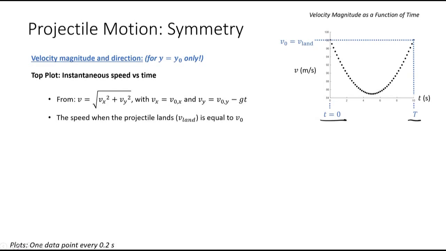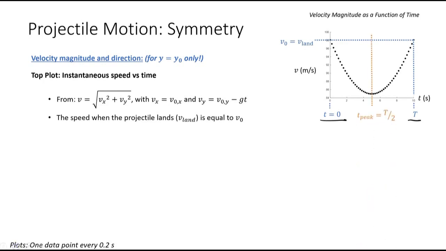So then if you want to identify the speed of the projectile at those two particular moments in time, you would just want to trace a vertical line upwards from t equals 0 and time T, which is our time of flight. And then you can see that these two data points both fall on the same horizontal line, which corresponds to the initial speed, v naught, and we see that that is in fact equal to the landing speed then.